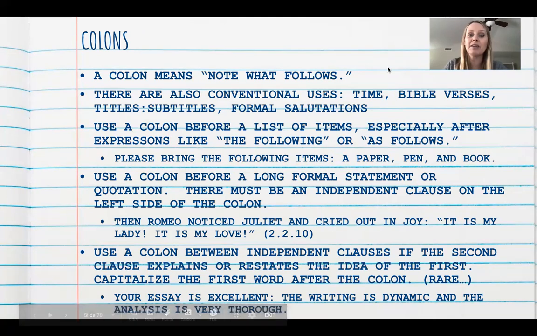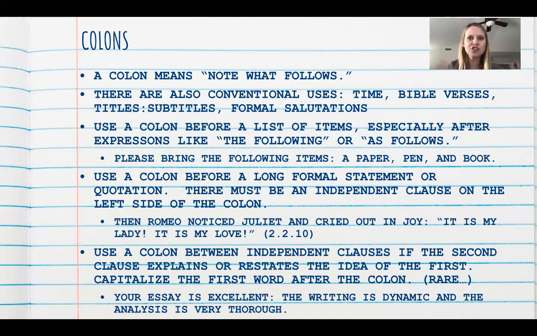For example, when you're noting the scripture of a Bible verse, I do John 3:16. When a book has a title and a subtitle, you'll put a colon after the title. Formal salutations, like "To whom it may concern:" when you're writing a letter. Those are all the conventional uses.